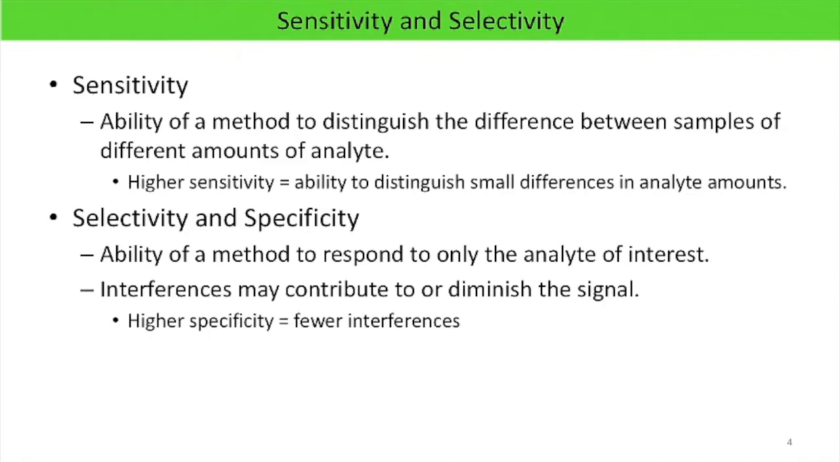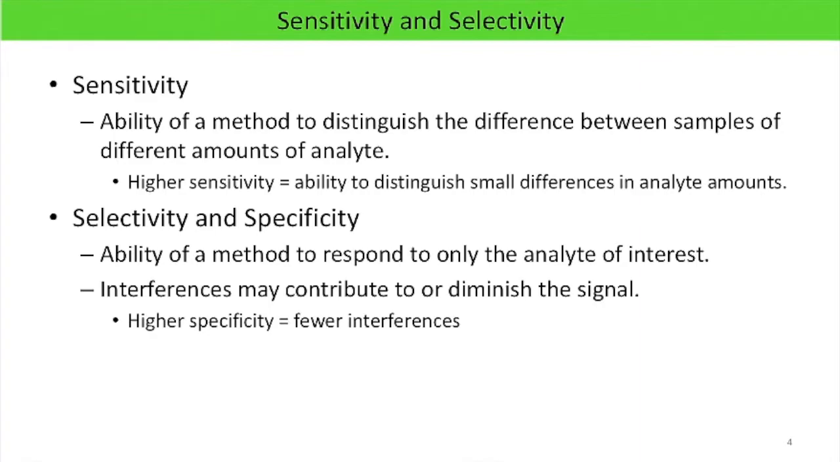Something that's not very selective might be able to measure a number of different proteins that are very similar. So the result you get at the end is not going to be indicative of a single protein. It would be indicative of, for example, a family of proteins.